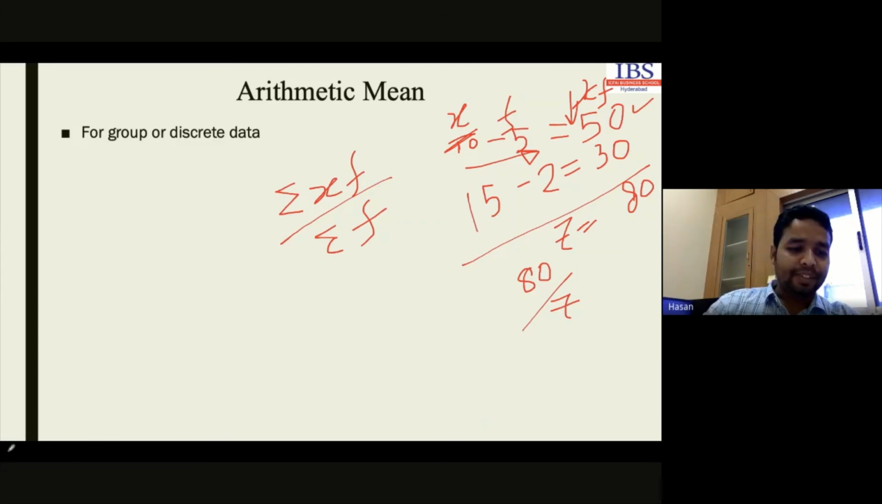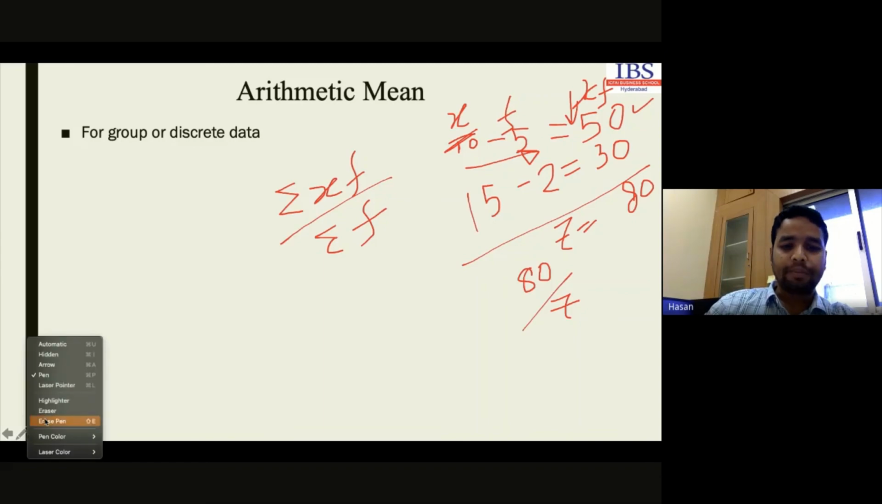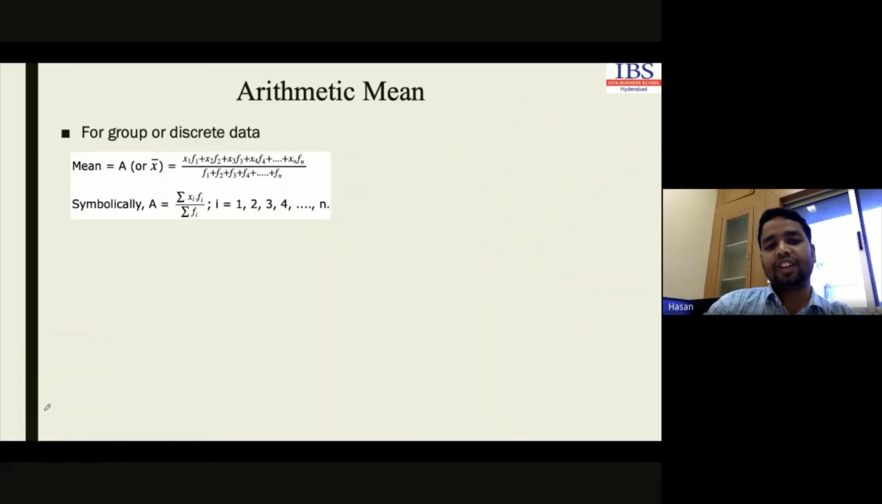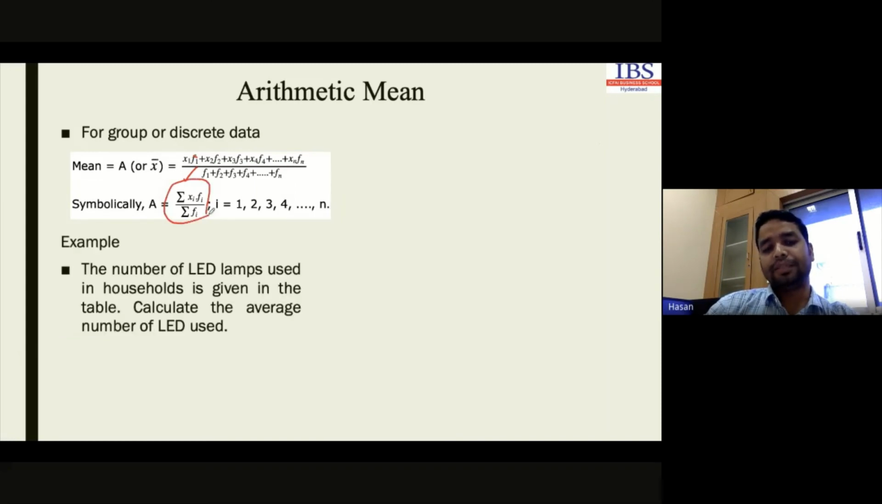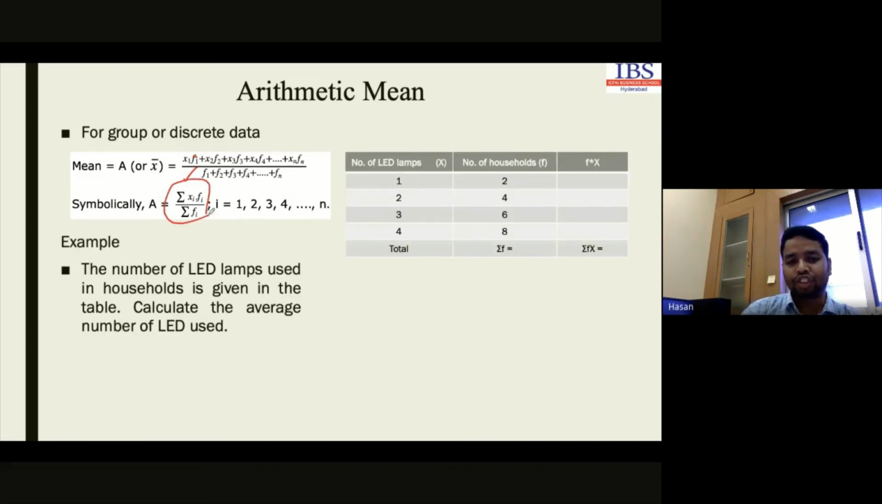Okay, so I have mentioned an example here. Look at this example. The very first one is the formula: x1 f1, then x2 f2, x3 f3. In this way we'll have to calculate the total value and then divide by the total frequency f1, f2, f3, like this. Okay, so this is the formula. Now look at this example here. This is the LED bulbs used by different families.